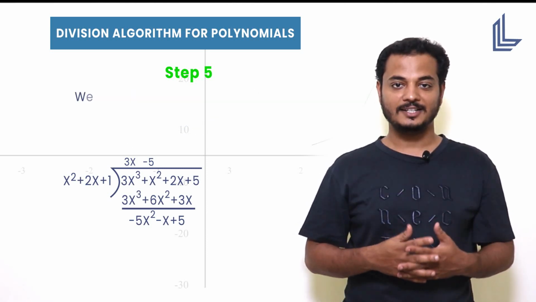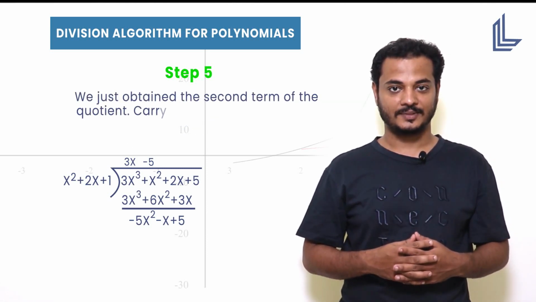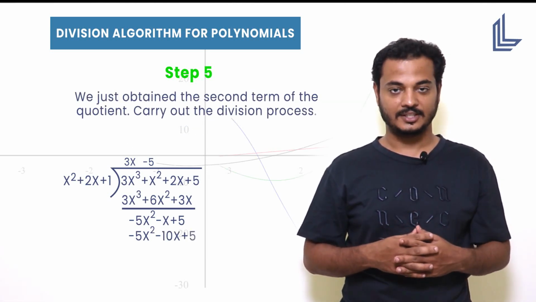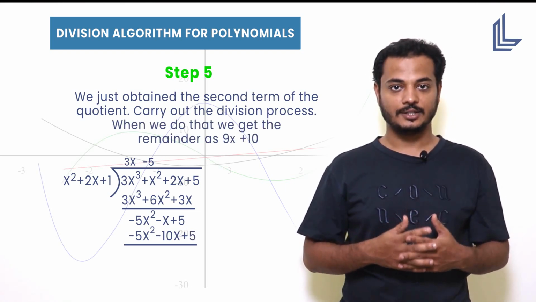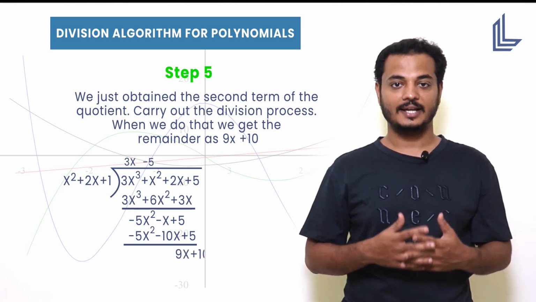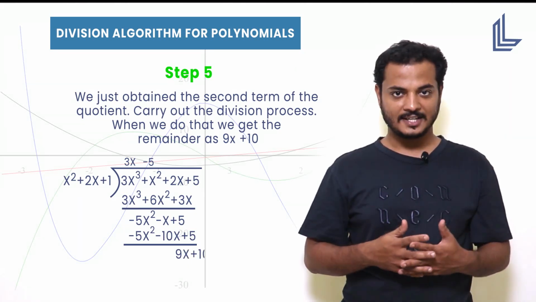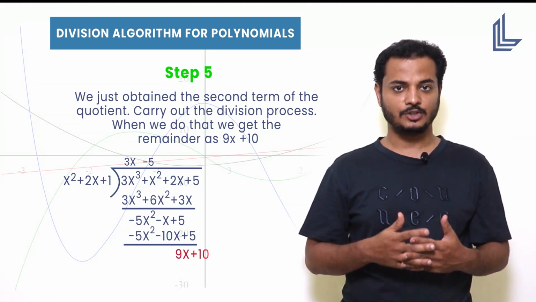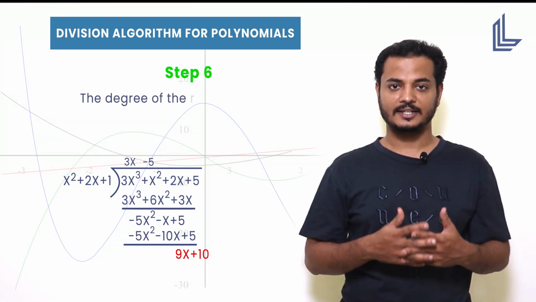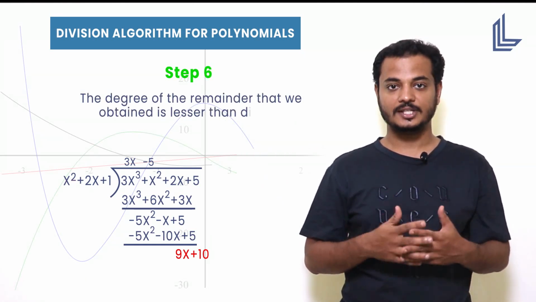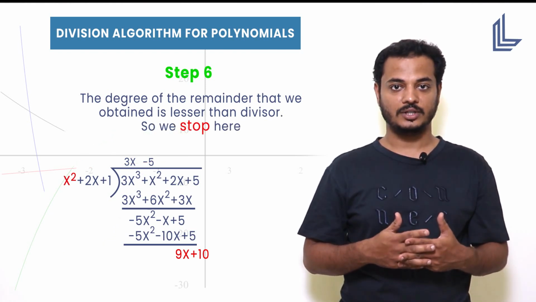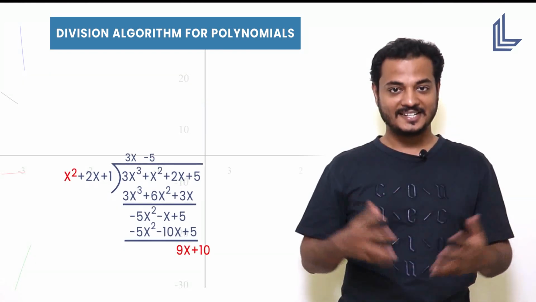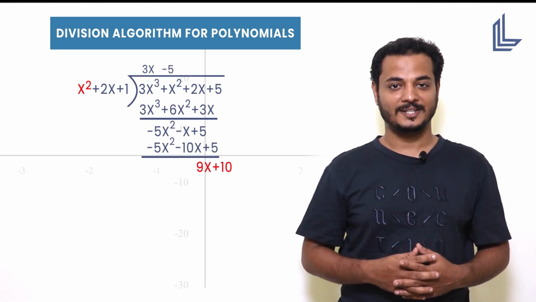We just obtained the second term of the quotient, that is minus 5. Carry out the division process as usual. When you do that, you get the remainder as 9x plus 10. Notice that the degree of the remainder that we just obtained is lesser than degree of the divisor. Now this is your clue to stop the process, because we won't be able to carry out division at this point. That's it. You have just divided two polynomials.